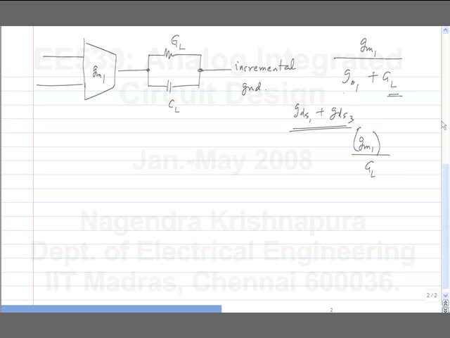So, if I am only interested in the DC gain, what do I do? I can put a voltage controlled voltage source, which is what? Like what kind of stage is it? Source follower. So, I can use a source follower. So, let us try to do that.